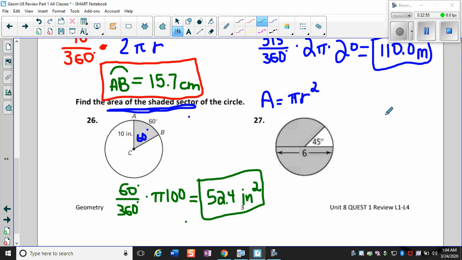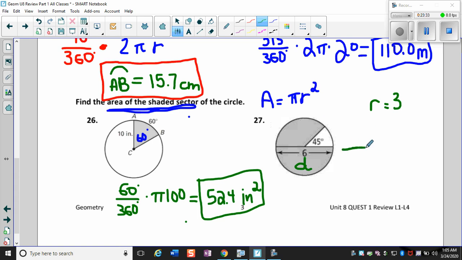The other thing that we need to start thinking about in 27 is that 6. What is that 6 representing? See that the arrows are stretching all the way from one side of the circle to the other. Do you think it's the radius or the diameter? If you said diameter, that is correct. This 6 right now is the diameter of this circle. So be careful here, because the radius is half of the diameter. So our radius is 3.